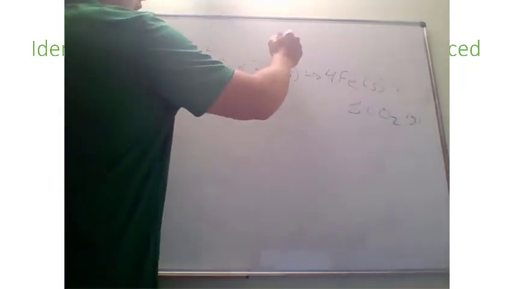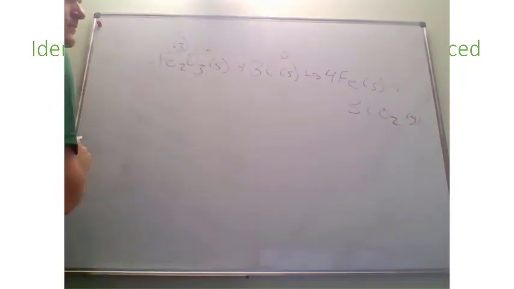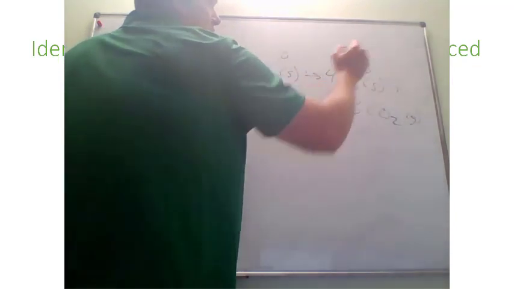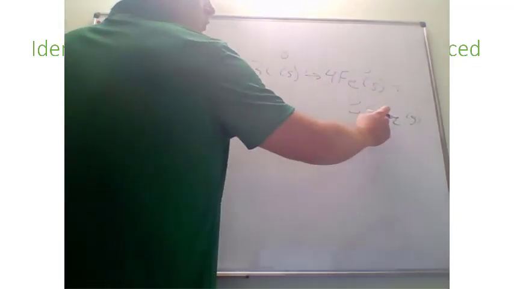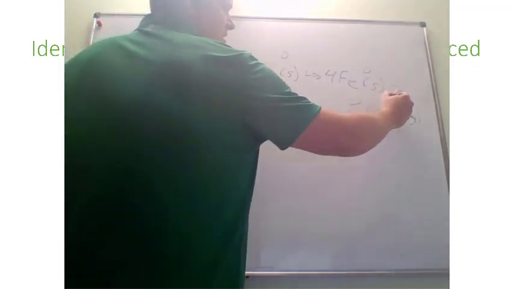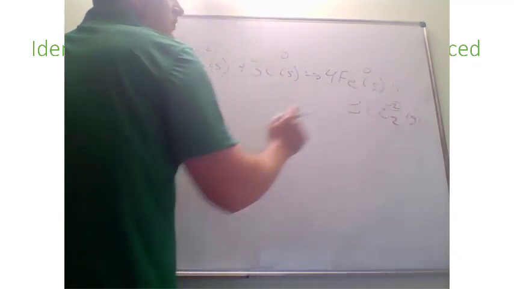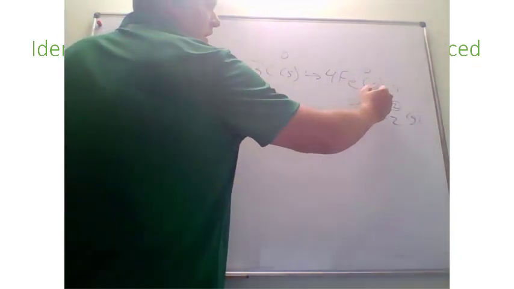For carbon, we're in an elemental state, so we're at 0. We go to iron in elemental state, which is 0. And CO2, we know each of our oxygens are going to be -2. And 2 times -2 equals -4, so therefore our carbon is a +4.